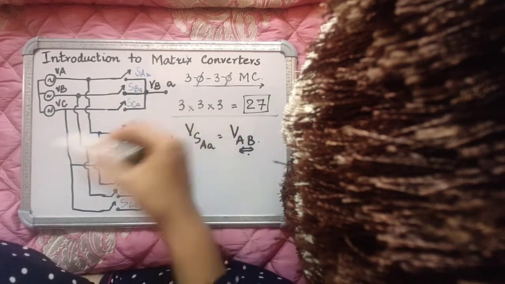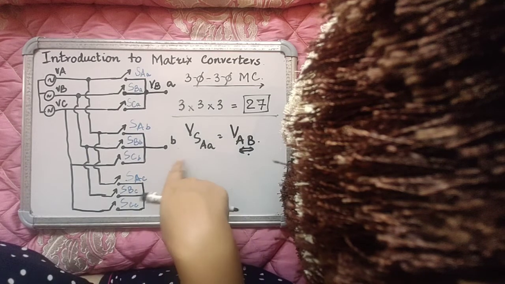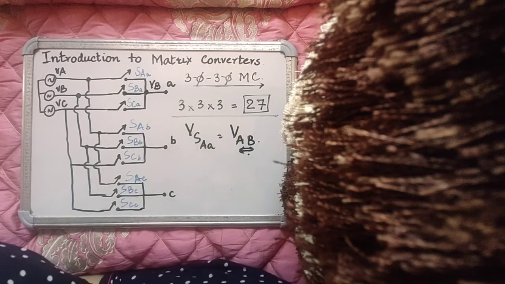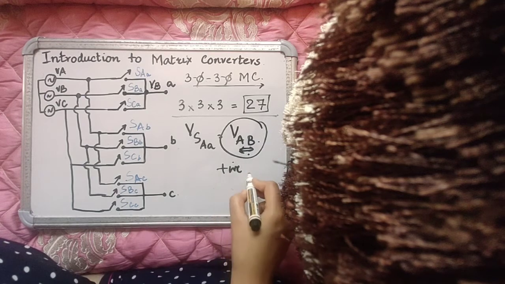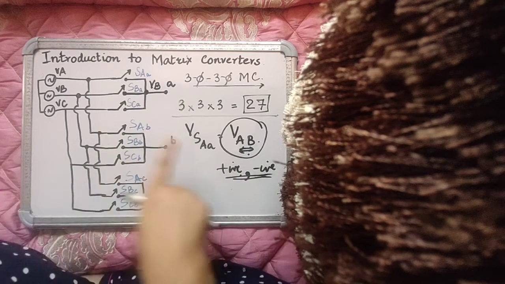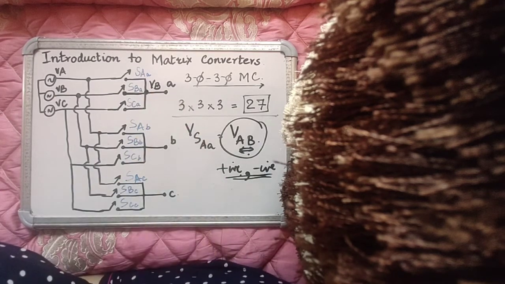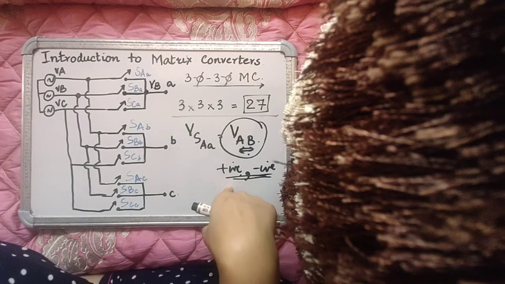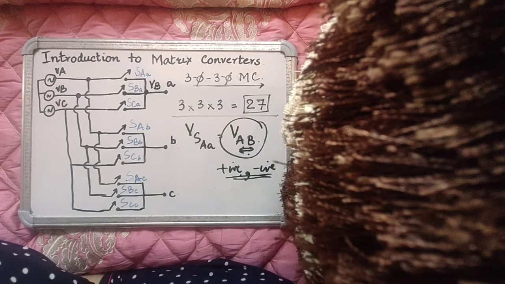Similarly, you can see that for every switch, whenever the other switch is conducting, the one that is blocking the voltage will be blocking some line voltage. Each switch is rated to the line voltage, and the line voltage can be positive because it's AC, right? It can be positive or it can be negative. Therefore, while choosing the device SAA and also all the other devices, you have to choose a device that has both positive voltage blocking capability as well as negative voltage blocking capability.